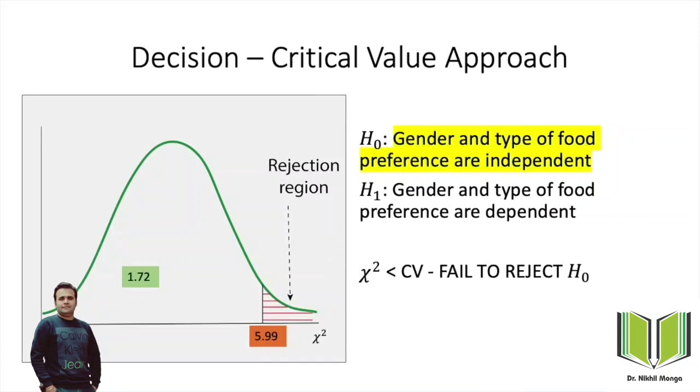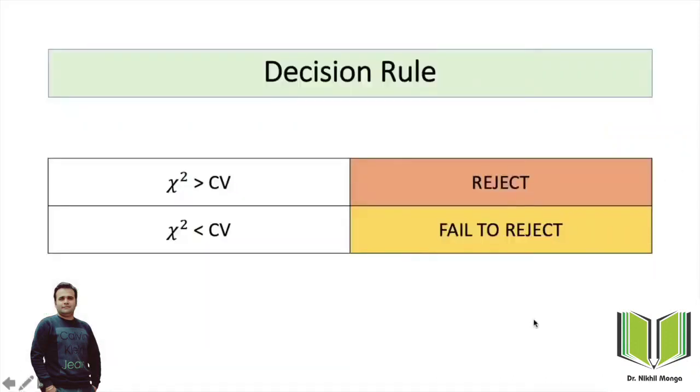So now I would like to emphasize, please look at the decision rule. If your chi-square is more than the critical value, you reject the null hypothesis. If your chi-square statistic is smaller than the critical value, you fail to reject the null hypothesis. So yes, this is the decision rule.